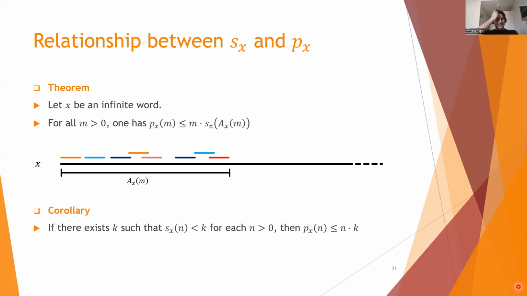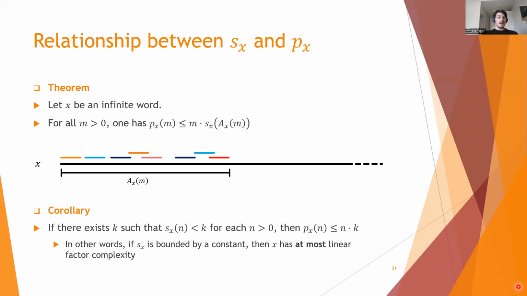However, a corollary that we can deduce from this theorem is that if there exists a constant k such that the string attractor profile function is always bounded by this k for each n greater than 0, then the factor complexity function is always upper bounded by m times k. In other words, if the string attractor profile function is bounded by a constant, then x has at most linear factor complexity.